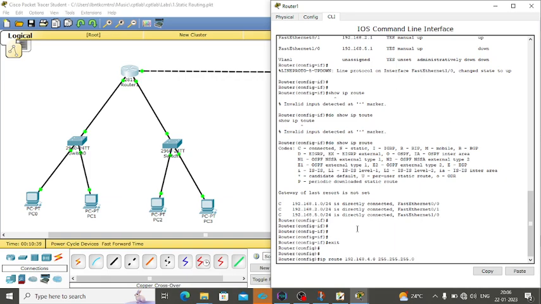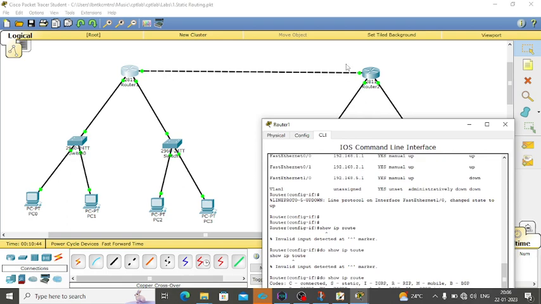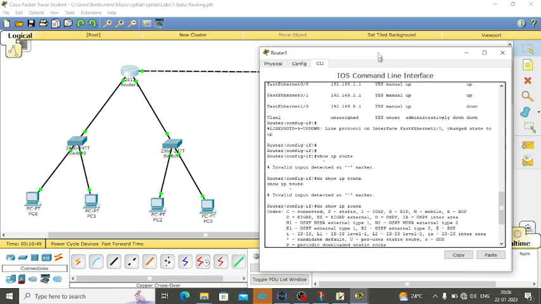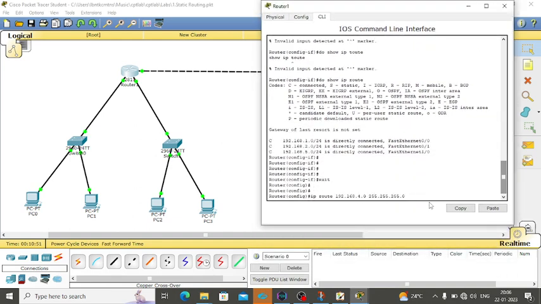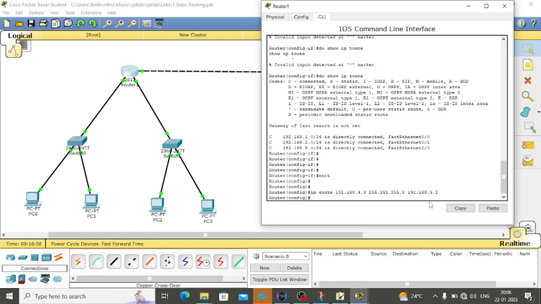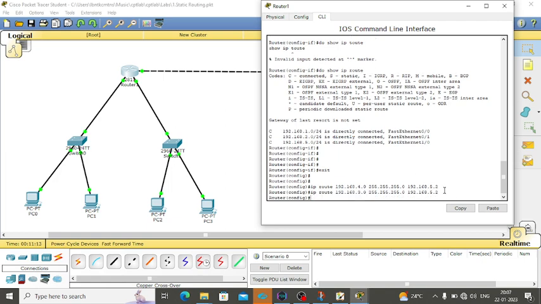192.168.4.0 255.255.255.0 via this interface, via this interface only. This interface is configured with 5.2. So I'll configure the 5.2 right now here. 192.168.5.2. Okay, enter. So I configure that. After that, only the 4.0 network is reachable. So now I want to reach the 3.0 network also. So the 3.0 network is reached via 5.2, via 3.2 network reaching via the 5.2 network. So that's also enabled.